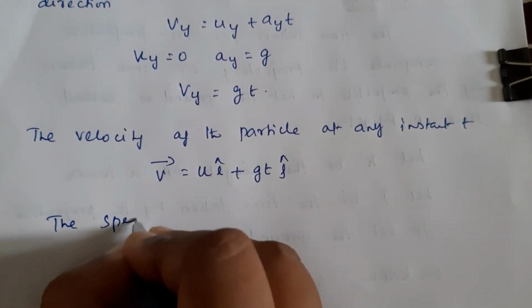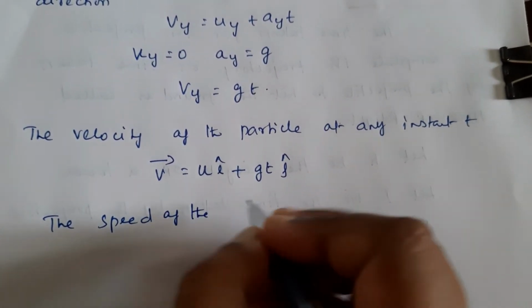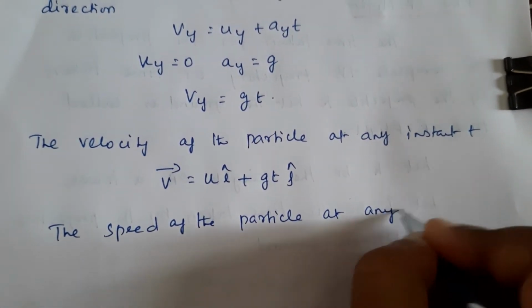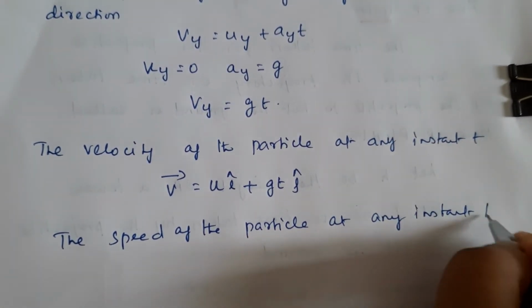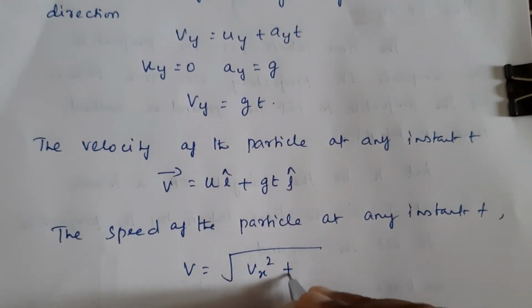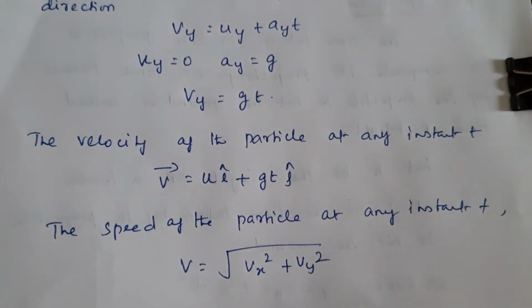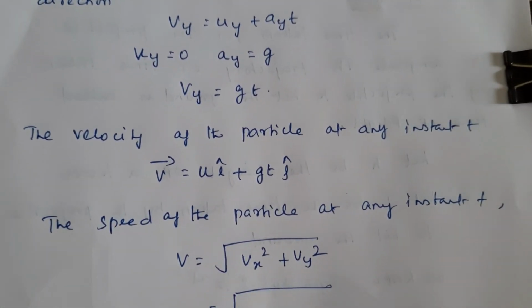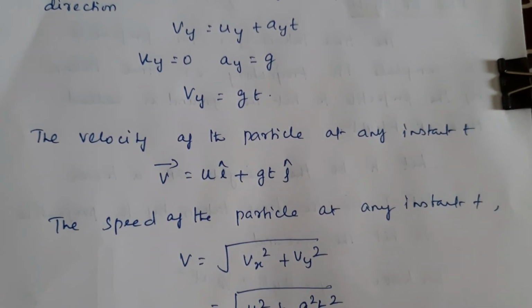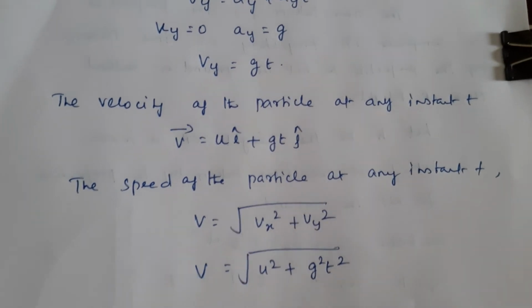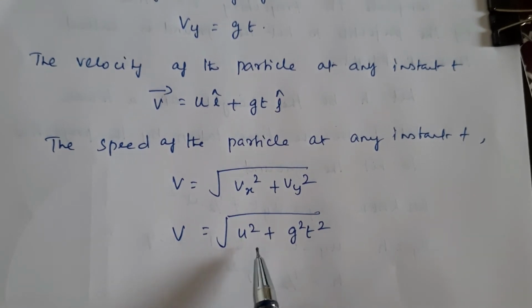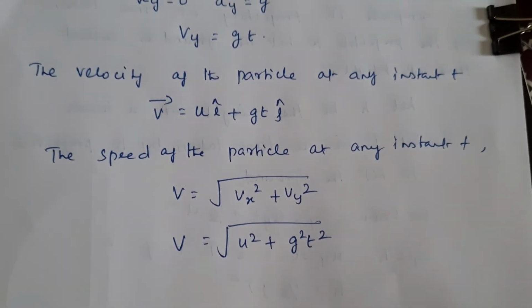So the speed of the particle at any instant t. V is equal to root of Vx square plus Vy square. So here what is your Vx? Here Vx is u, so root of u square plus Vy is gt, so g square t square. So this is the speed of the particle at any instant of time t. So we are getting V is equal to root of u square plus g square t square.